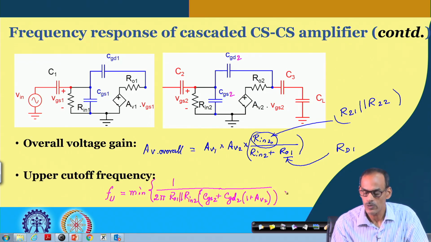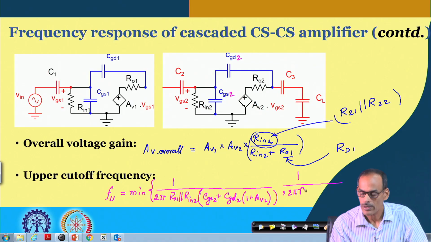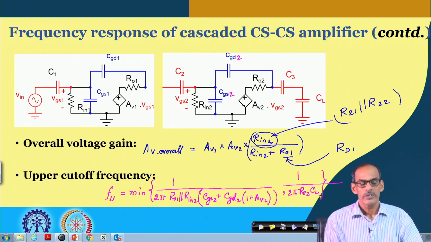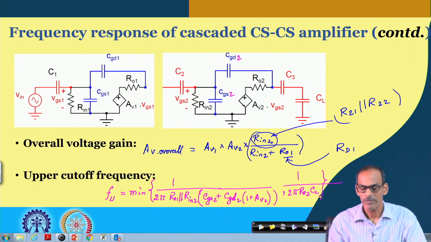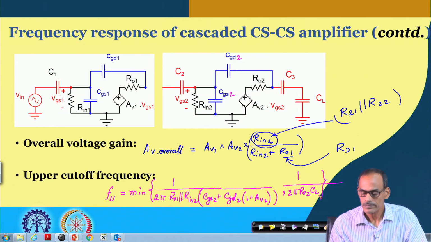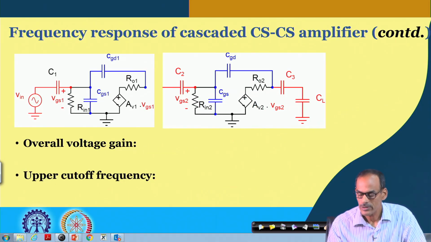So, this is the new candidate, and the previous one we are having is 1 by 2 pi R O 2 C L. Now, the next thing is how do we minimize these two effects, namely what may be a solution. So, let us see what may be the possible solution for that.